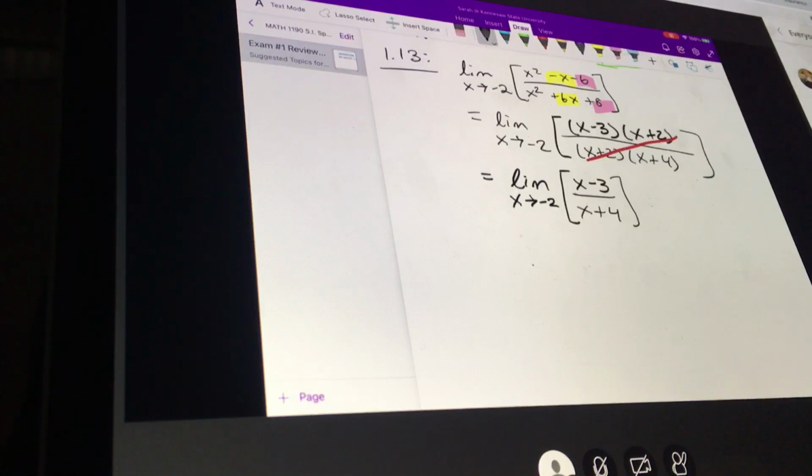Now we're at a point where I think that we can plug in -2. I know I didn't start out plugging in -2, but we would have gotten a 0 in the denominator. So from here, plugging in -2, we get -2 minus 3 over -2 plus 4. Which is going to be equal to -5 over 2. And that's the limit.